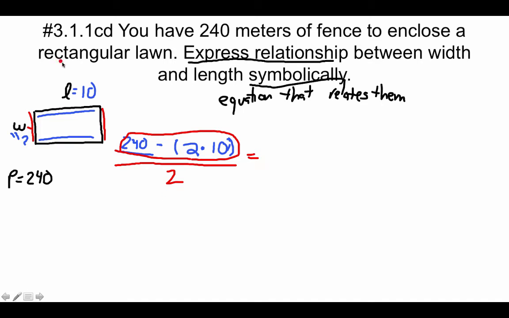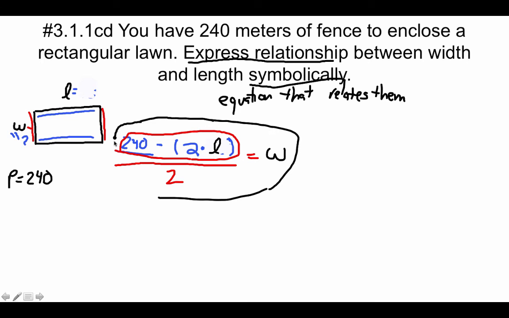So what would I do if this wasn't 10, but instead this was any number? Well, I would do the same thing over here. If this is any number L, then 240 minus 2L all over 2 will give me the associated width. So this is the answer to what it means to express the relationship symbolically.